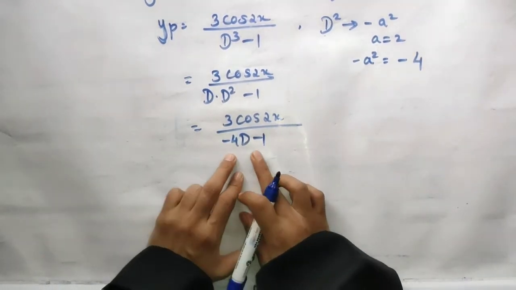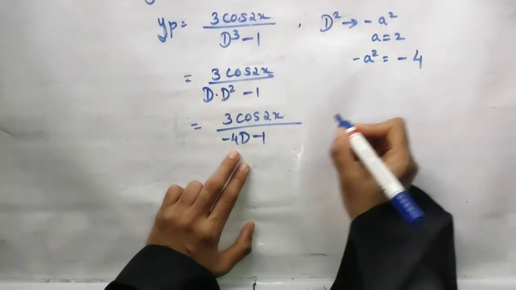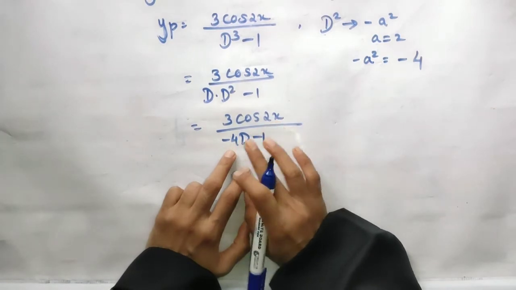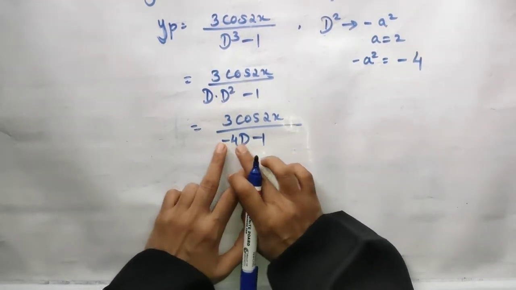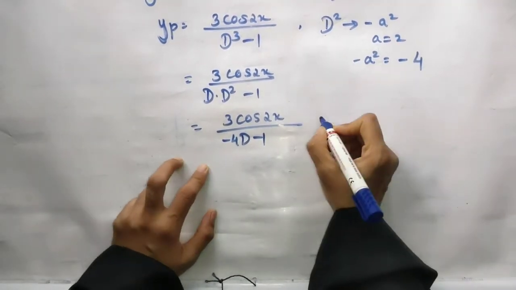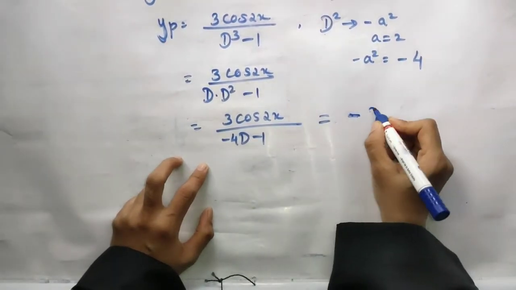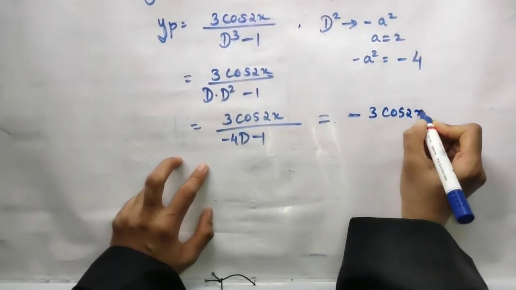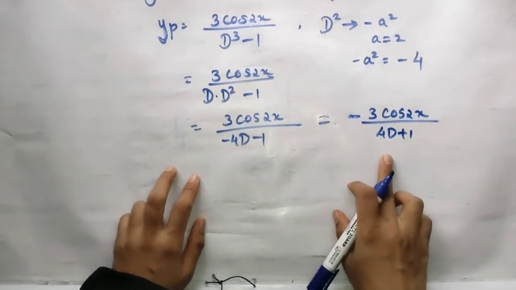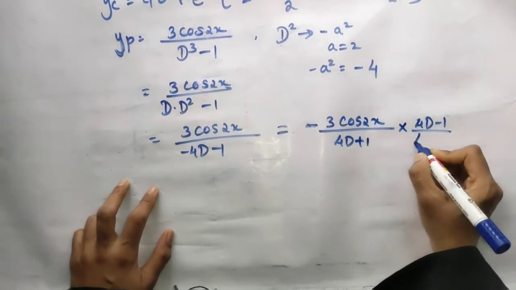Okay, now we are going to divide and multiply by its conjugate. I do not want a D term appearing. I can take the minus sign common. Taking the minus sign common from the denominator, it is minus 3 cos 2x divided by 4D plus 1, you get. Now divide and multiply by this bracket, 4D minus 1 divided by 4D minus 1.